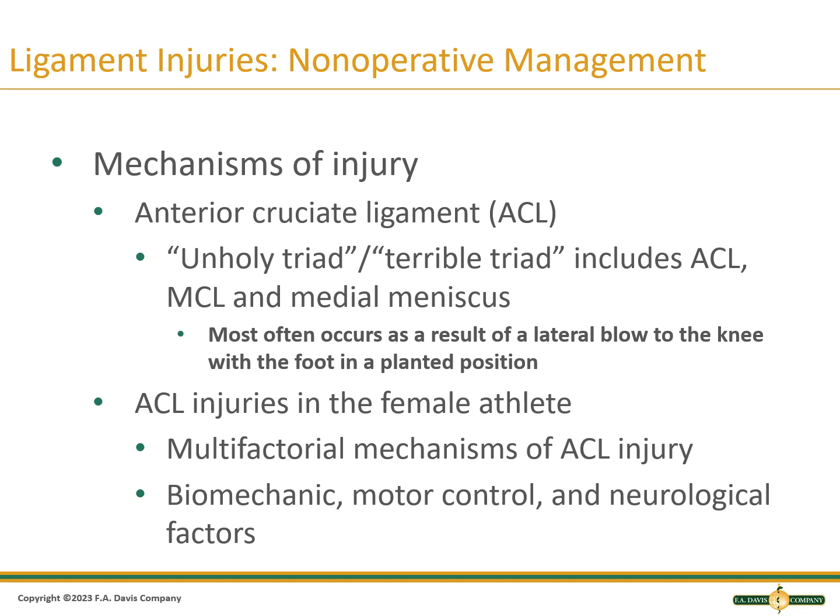And so remember, our ACL prevents the anterior translation of the tibia on the femur. When we receive a lateral blow to the knee, that's typically going to displace the tibia anteriorly, causing disruption to the ACL. It's also going to cause a valgus stress at the knee, which is going to disrupt the MCL. And because the MCL attaches to the medial meniscus, it causes damage to the medial meniscus as well.